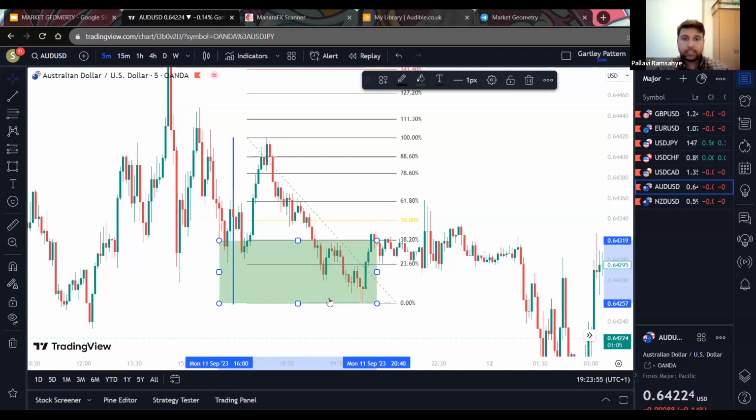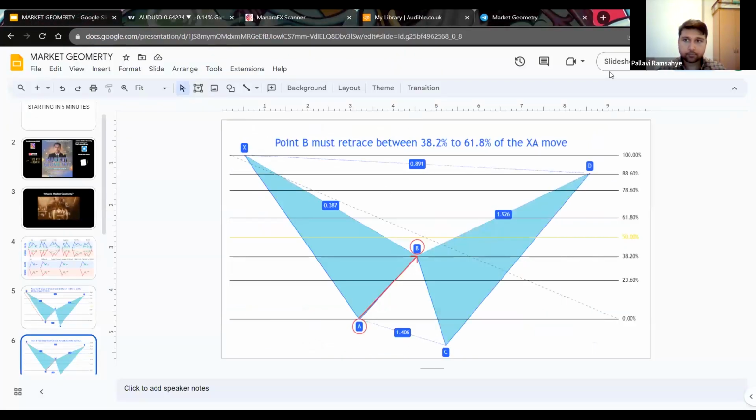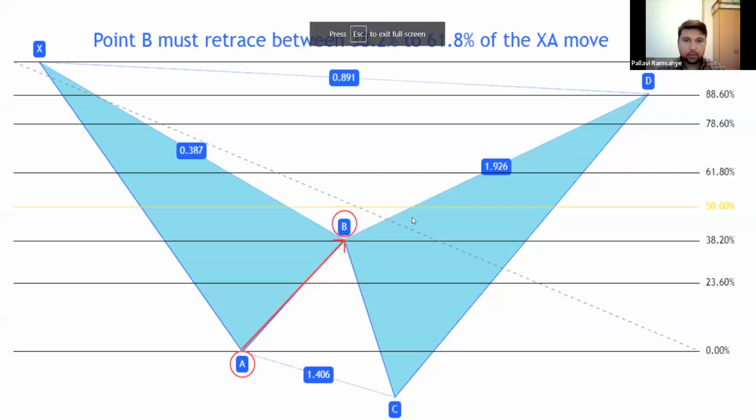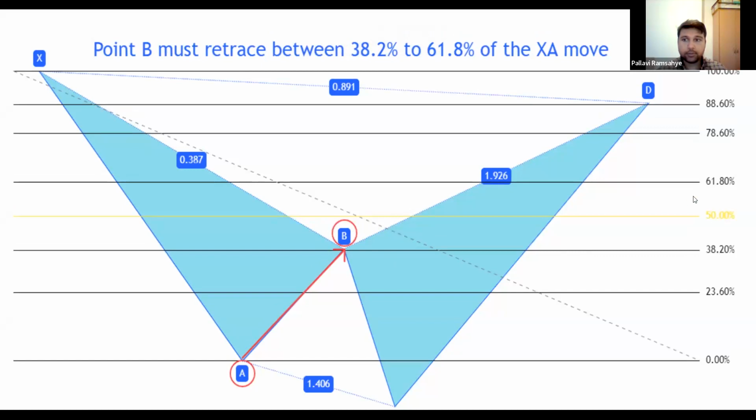38.2. Amazing. Yeah, so you got it right. 38.2%. So right here, of 100% of this blue line, we're retracing 38.2%. Okay. So it's very simple to understand. So for B, we're looking for it to retrace between that zone, between those two percentages, so between 38.2% and 61.8% of the XA move, remember.